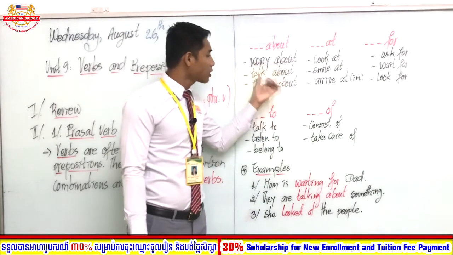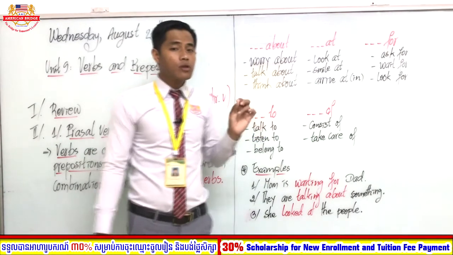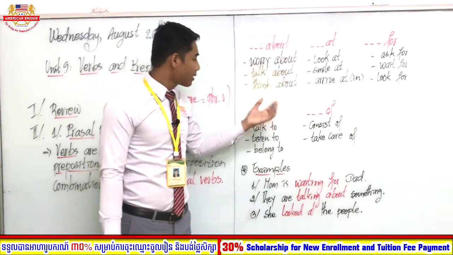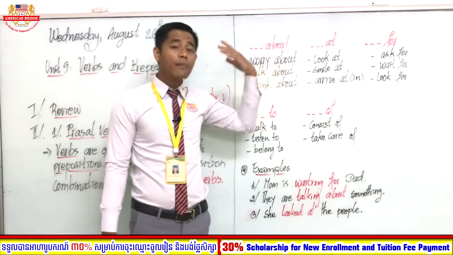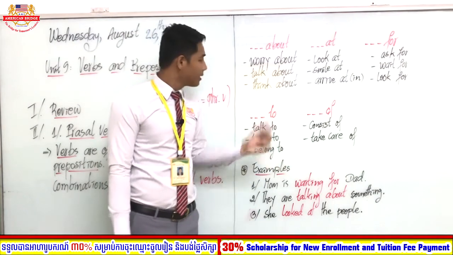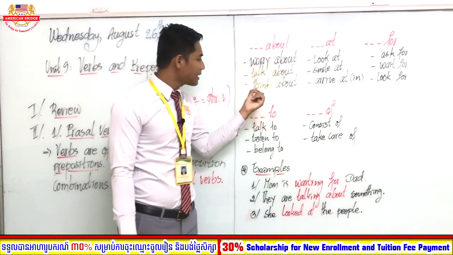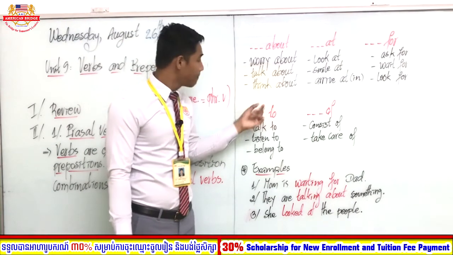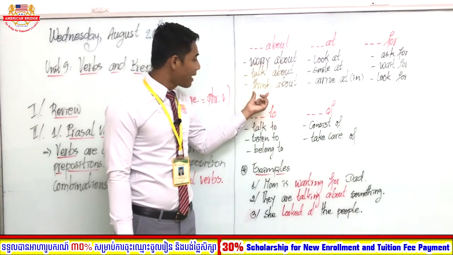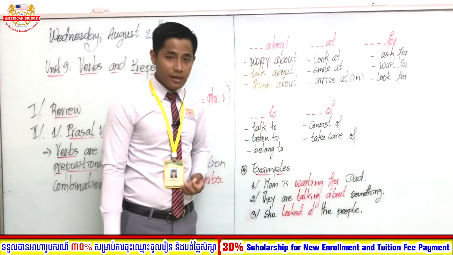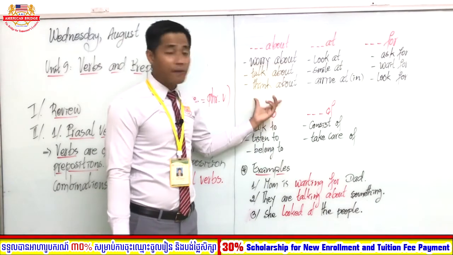And talk about means we speak about something, or speak about someone. Think about: we think about someone or something. It means both. Its meaning is not an idiom. So its meaning follows the meaning of the verb and the meaning of the preposition as well. All of this is called phrasal verb.